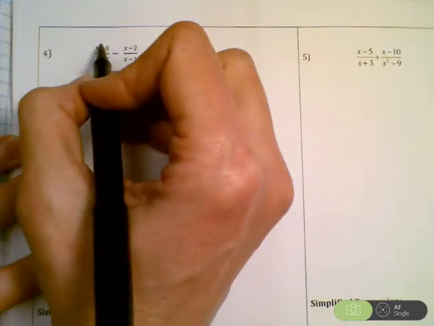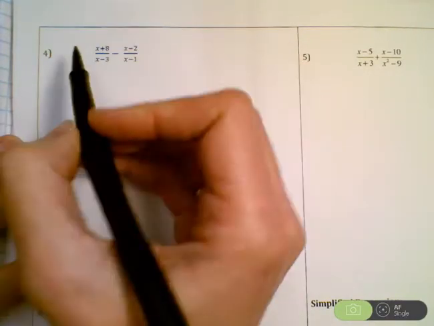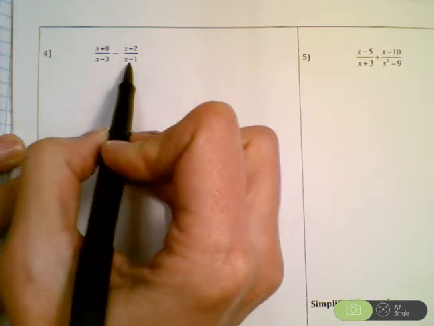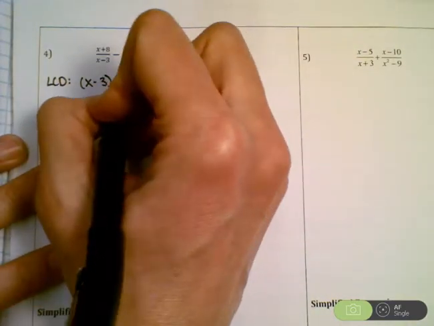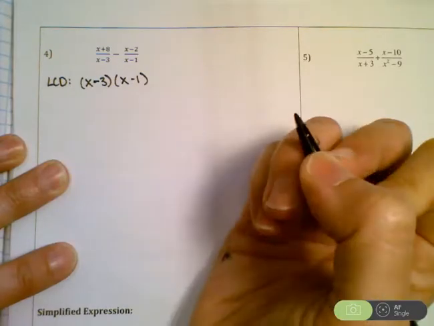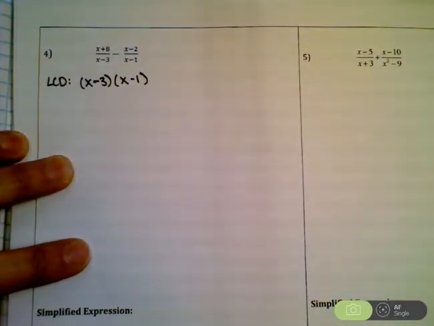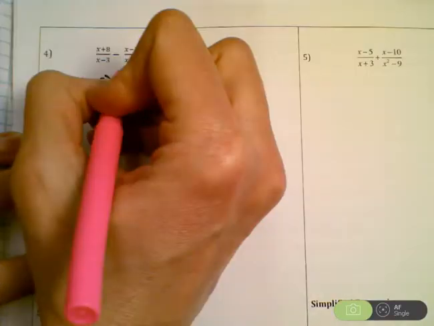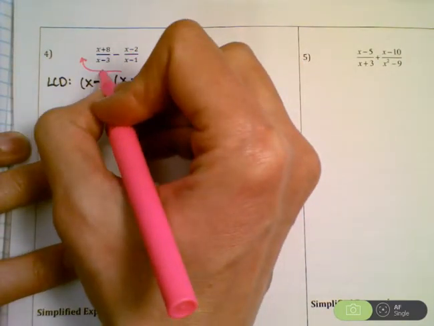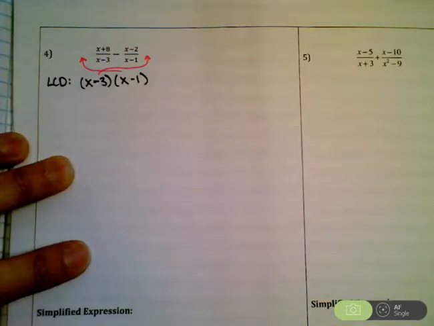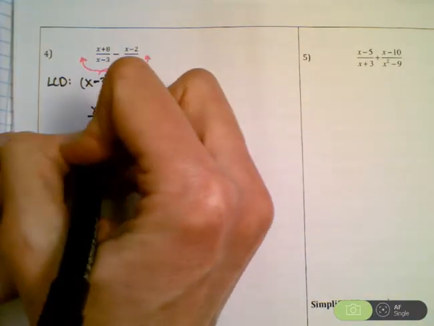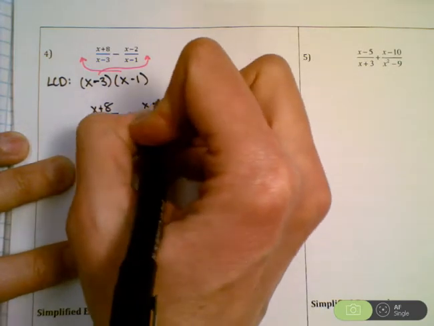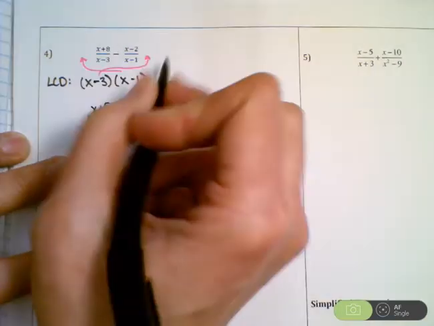So first problem, nothing I can factor. The way I know that is I have nothing squared and I have no numbers in front of these x's in the denominators. So I'll just go straight to writing my least common denominator of x minus 3 times x minus 1. And then what I notice, again, is that I need to multiply the x minus 1 to that part and the x minus 3 to that part. So I have x plus 8 over x minus 3 minus x minus 2 over x minus 1. That was my original problem.